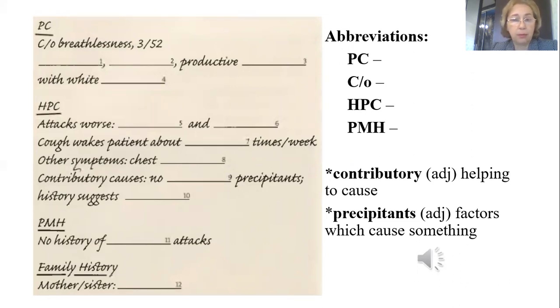The doctor asks several questions to clear out the condition of the patient, and he completes the form, and you can see that the form consists of several parts. They are titled like PC, HPC, and PMH, and family history. So do we remember the meaning of these abbreviations? So what do these abbreviations stand for? Who remembers PC? What does it mean?